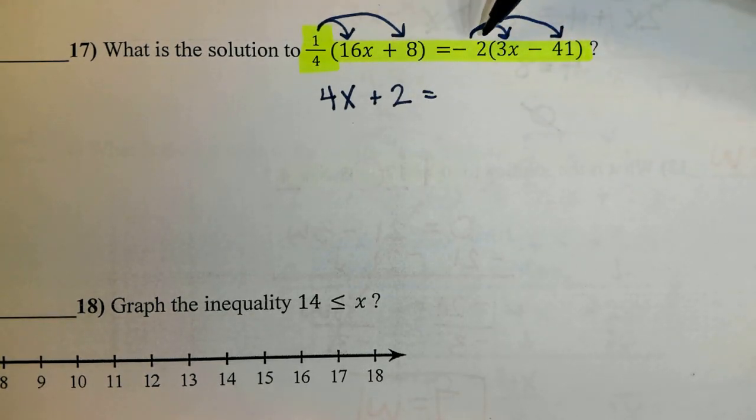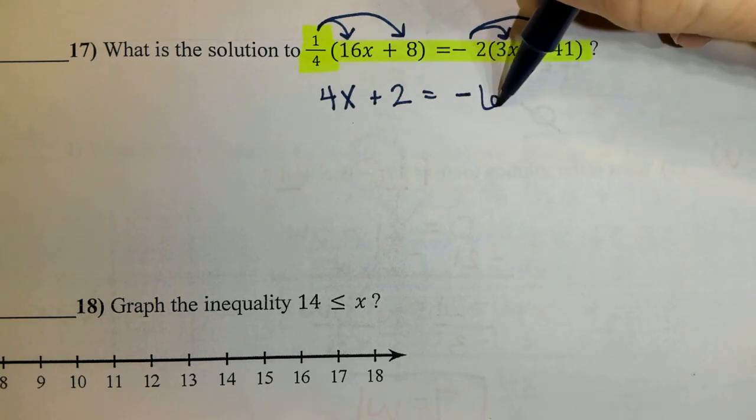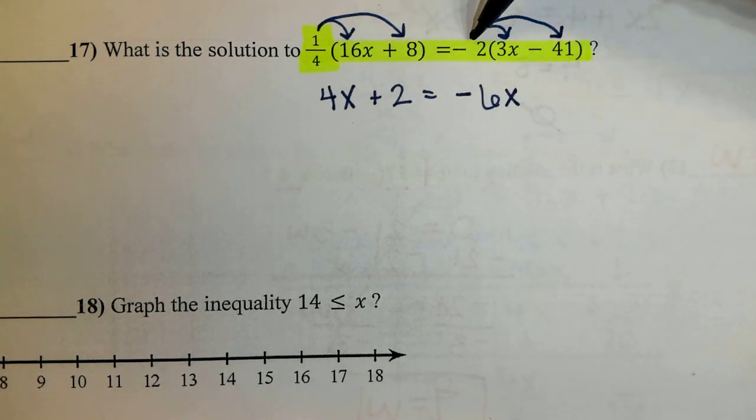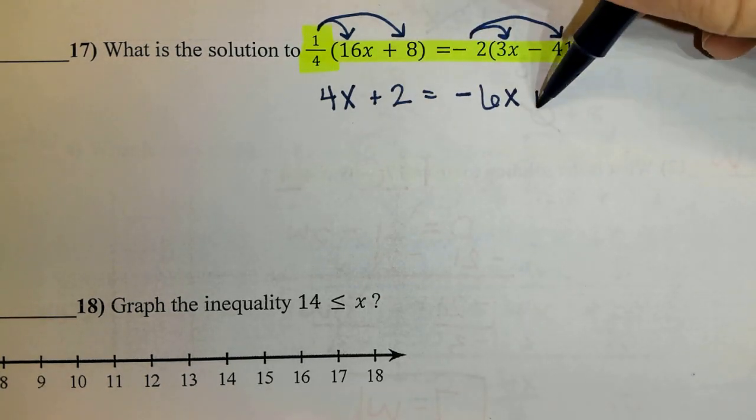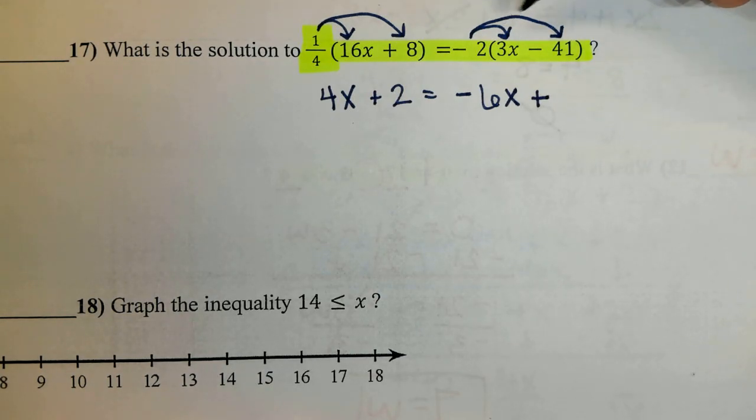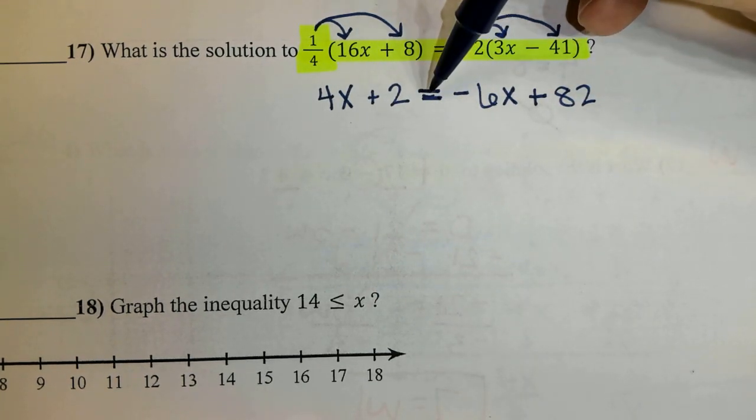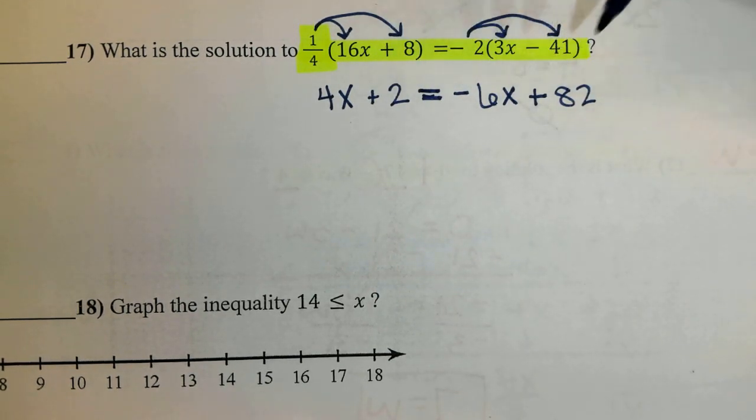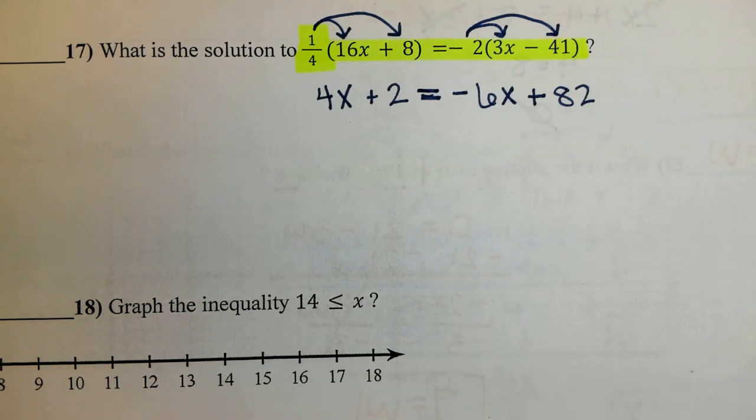And then over here I multiply -2 times 3x, minus 6x. -2 times -41. 2 negatives make a positive. 2 times 41 is 82. All right. So here's my equal sign. I have no like terms to combine on either side. So I move my x's to the same side, move my numbers to the other, and then I can divide.